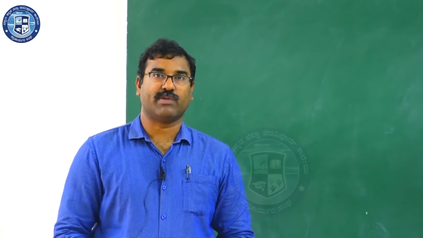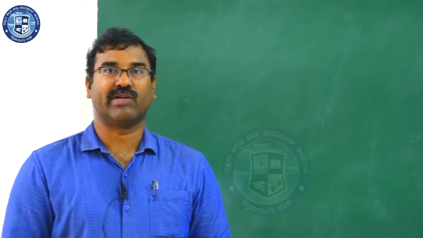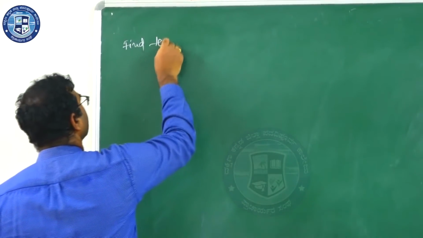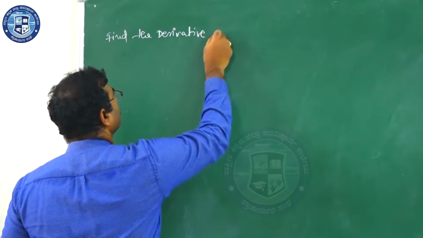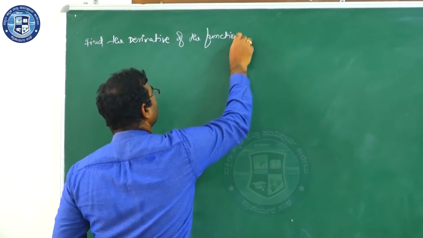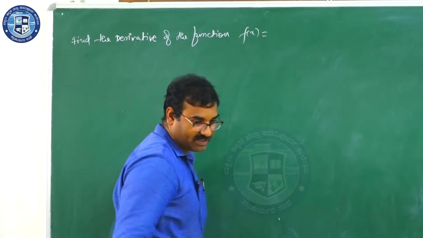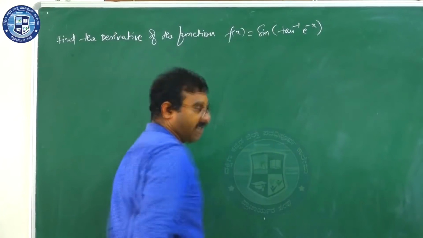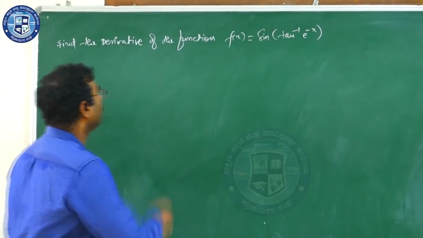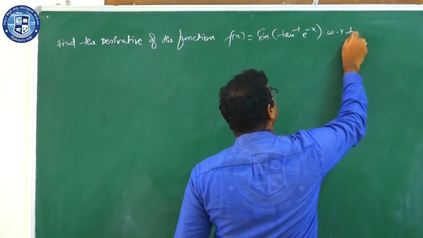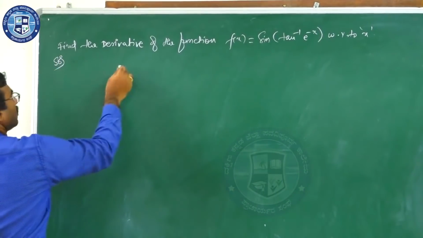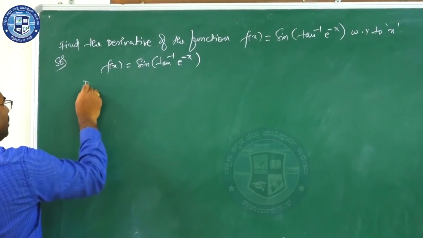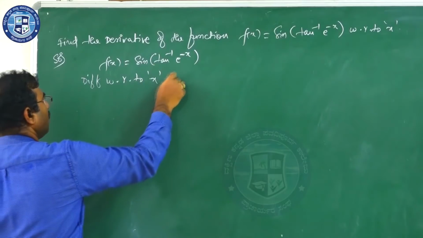We are going to see a few more problems on derivatives of exponential and logarithmic functions, okay? Find the derivative of the function f(x) is equal to sine of tan inverse e power minus x, with respect to x. So, f(x) is equal to sine of tan inverse e power minus x. Differentiate with respect to x on both the sides.